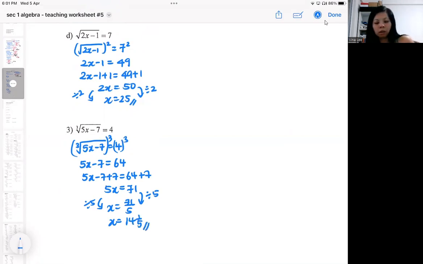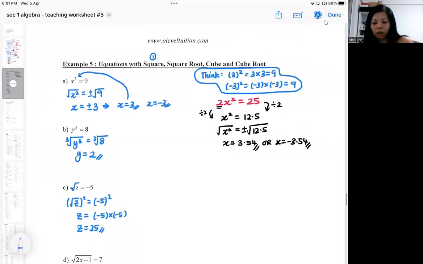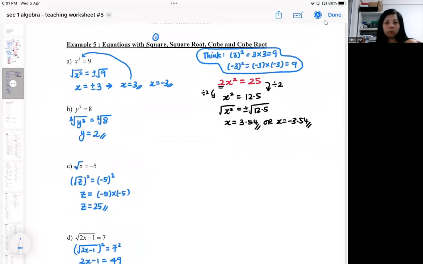So this is what happens when you have squares, cubes or roots in algebra questions. Are there questions like this? Yes, that's one of the more difficult ones. That's how we deal with the equation when we see square, square root, cube or cube root.